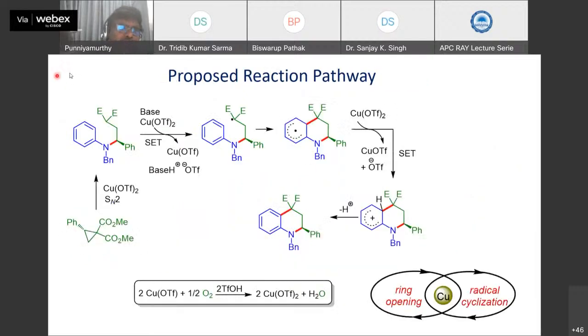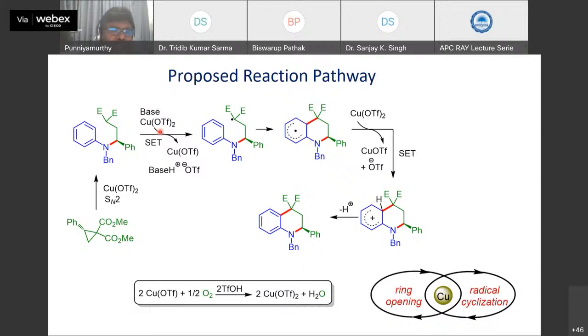So when you go for the reaction pathway, the previous case I mentioned was going through an ionic pathway. But let us look at this one. As we have just seen, opening of this donor-acceptor cyclopropane can take place using copper triflate as Lewis acid to give this compound. This happens at room temperature, and then you add potassium carbonate, and deprotonation takes place.